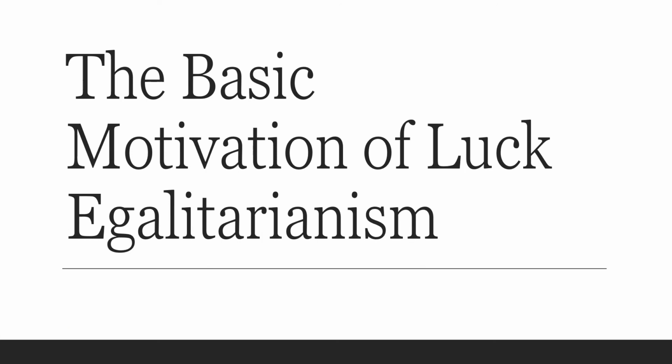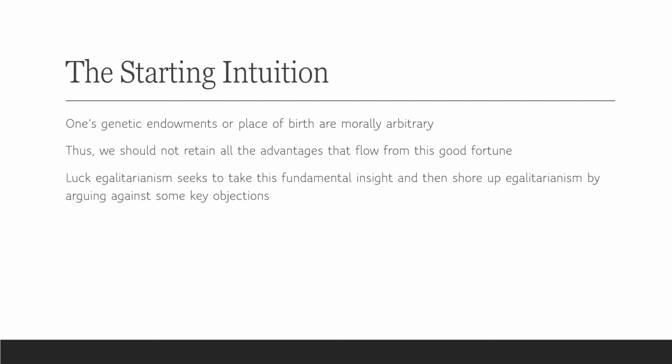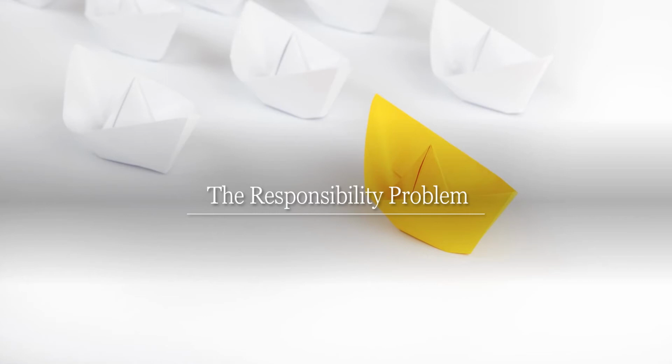So let's look more carefully at the basic motivation of luck egalitarianism. You can see that the starting intuition for luck egalitarianism is this idea that the genetic endowments that you have are morally arbitrary, right? So if that is true, where you are born or the talents that you were born with are not really important from the moral point of view. And so we shouldn't get to keep all the advantages that are present due to this good fortune. Then luck egalitarianism wants to take this very important insight that Elizabeth Anderson thinks is clearly right, and shore up egalitarianism by arguing against the key objections that we've mentioned earlier, some of them at least, which has to do with this idea of responsibility, as we have discussed quite a lot.